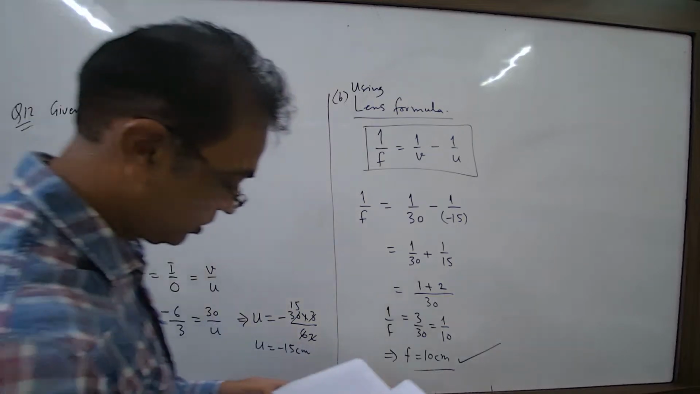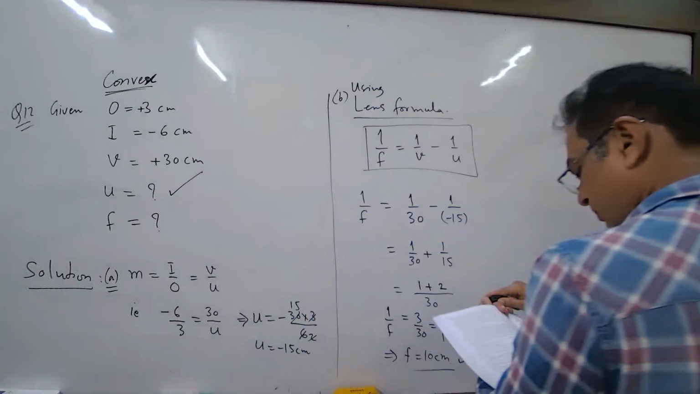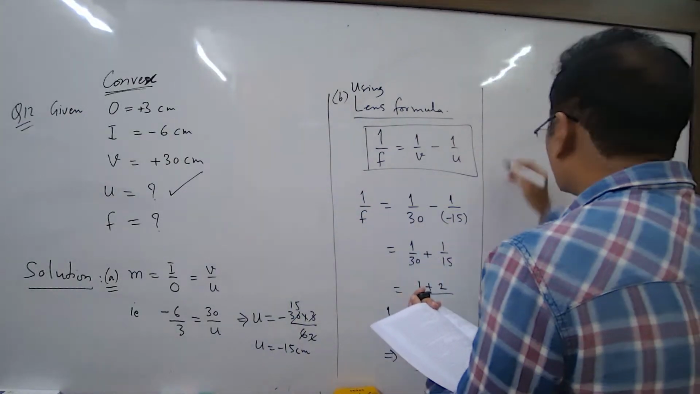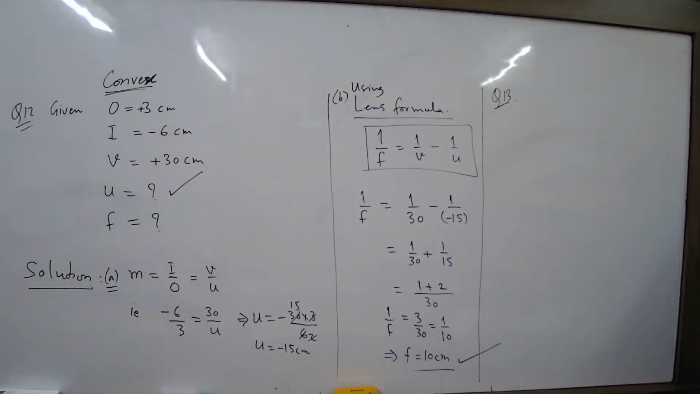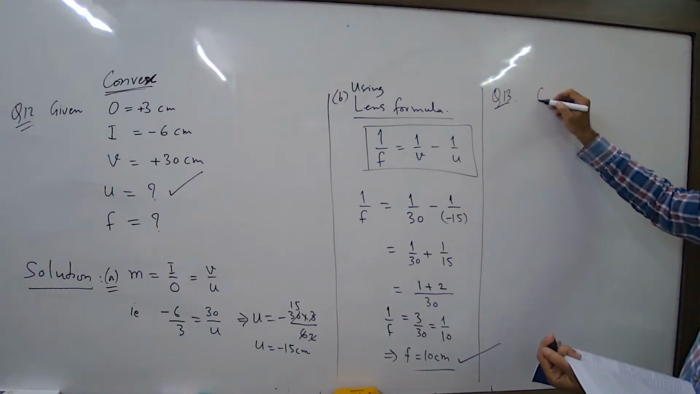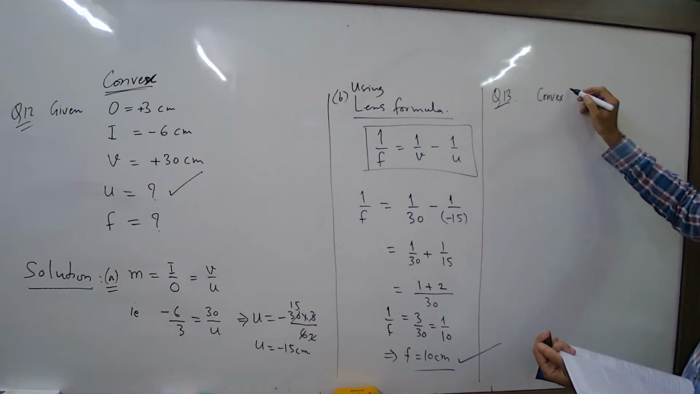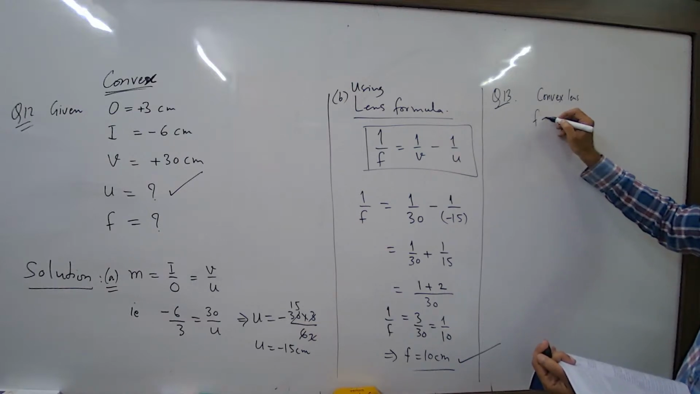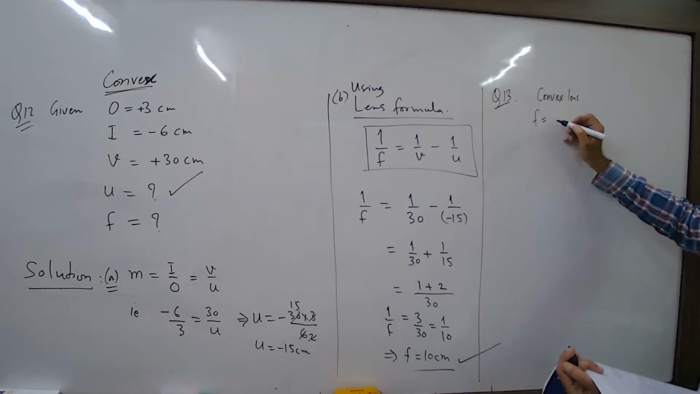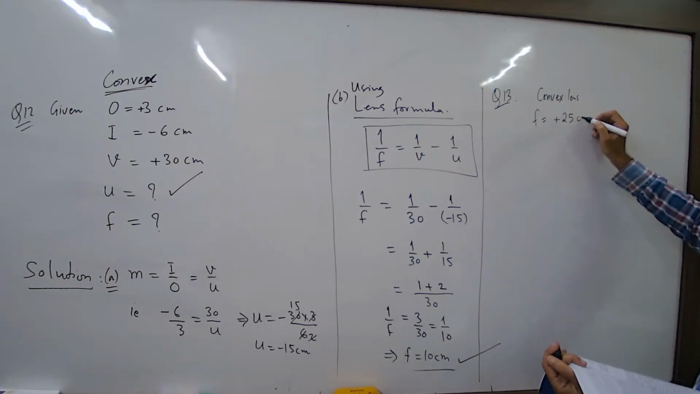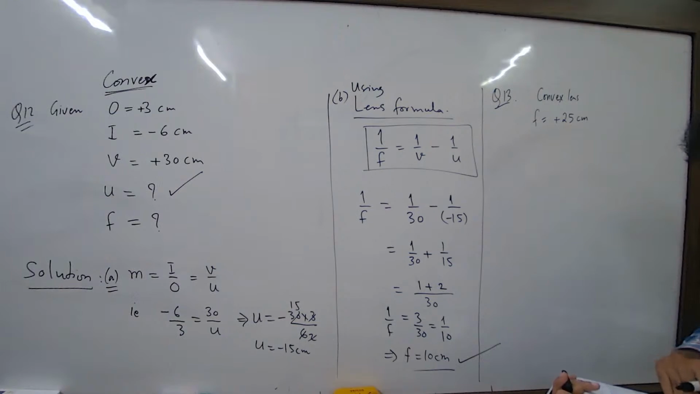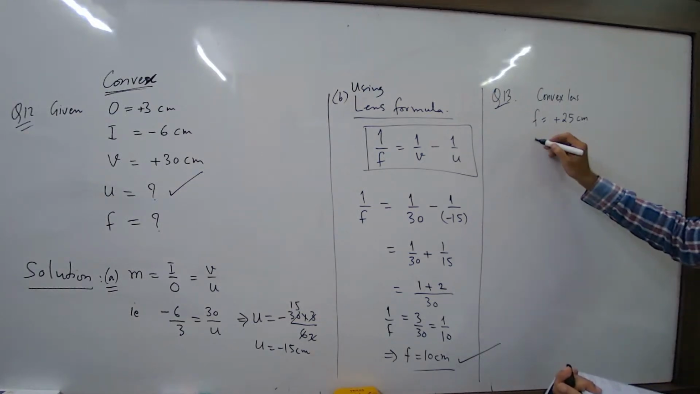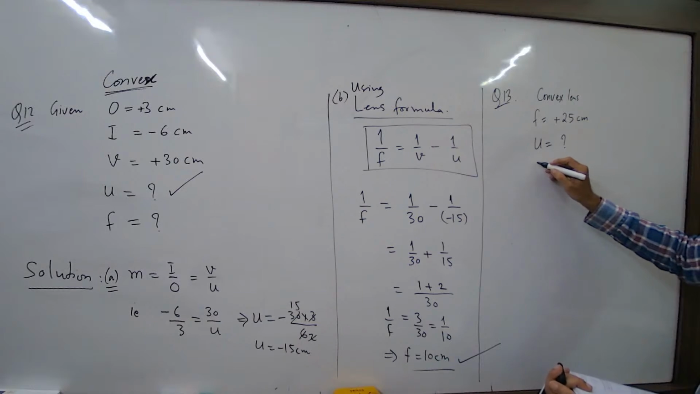Okay, question 13. Your turn. Focal length of a convex lens is 25 centimeters. At what distance from the optical center of the lens an object is placed to obtain a virtual image of twice the size? So given convex lens, the F is given how much? 25 centimeters. So it has to be plus 25, right? Because it is convex lens. At what distance from the optical center of the lens an object? So U is equal to what? What is V?